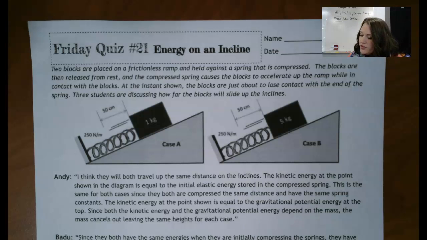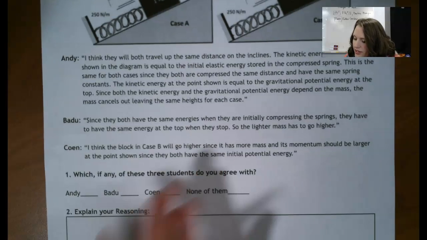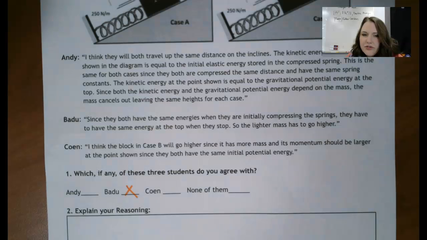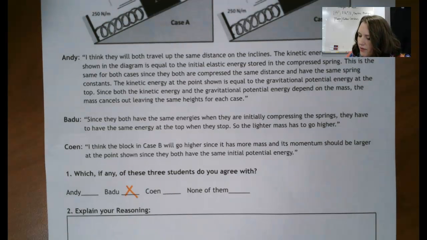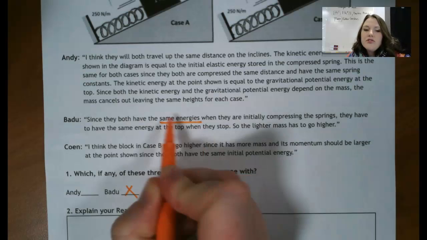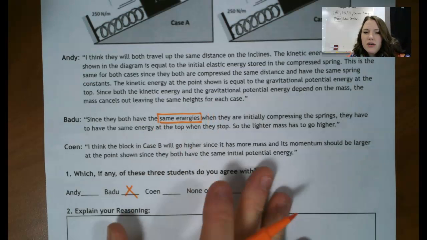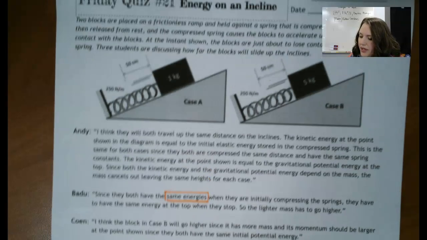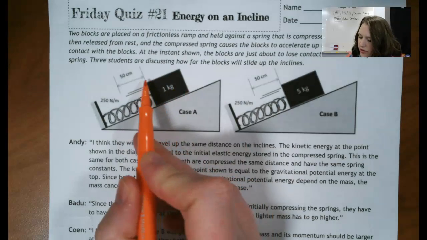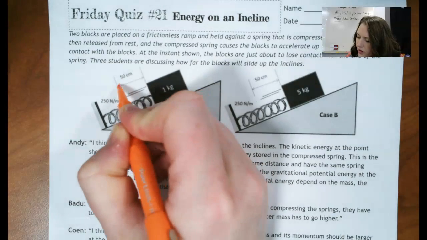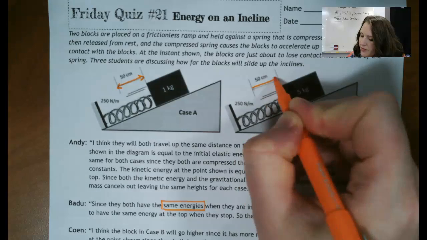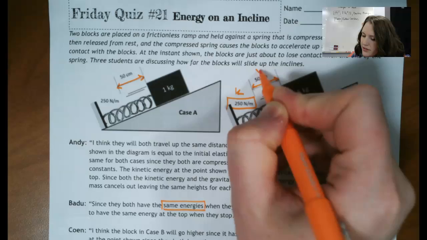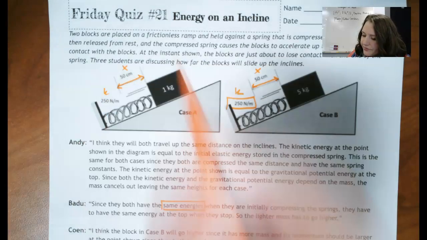So first things first, the correct answer down here is Badu. Okay, so let's go ahead and think through what he answers. They both have the same energies. All right, so when I look at what we're starting with down here, we've got two objects. They're being compressed the same amount on the spring. They have the same spring constant K. So this is my X. This is the K right here.